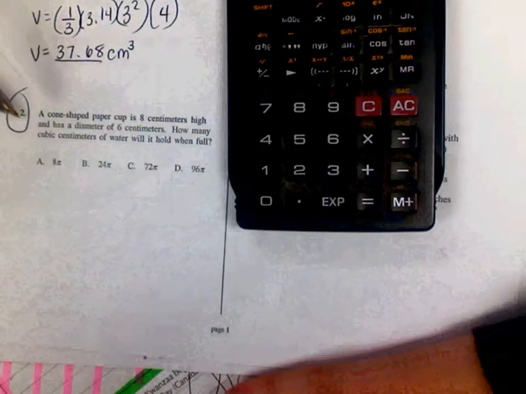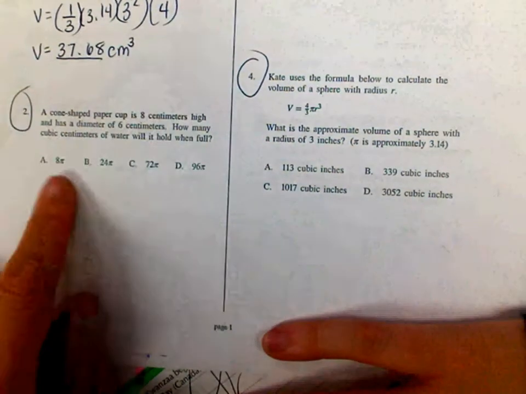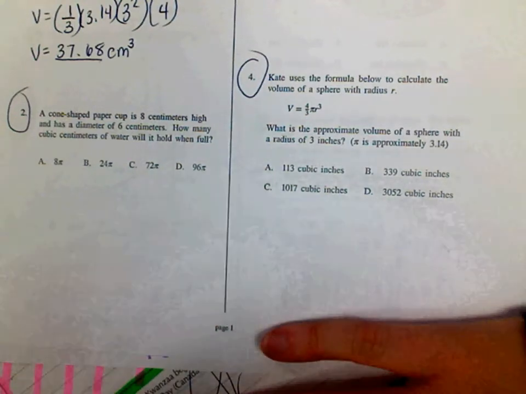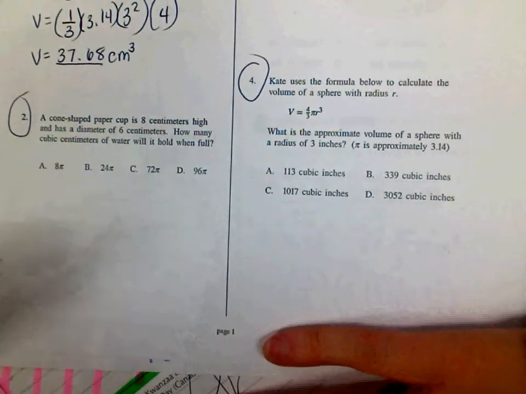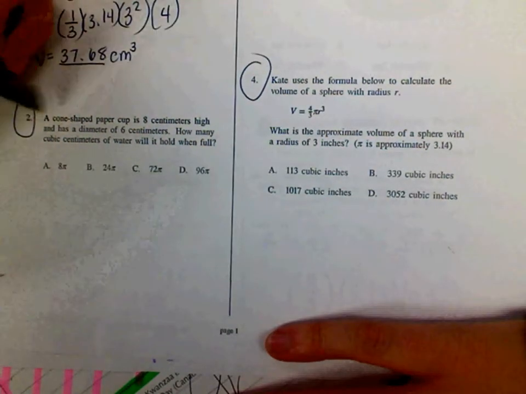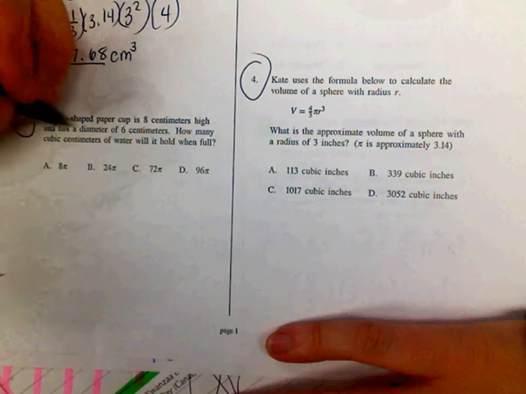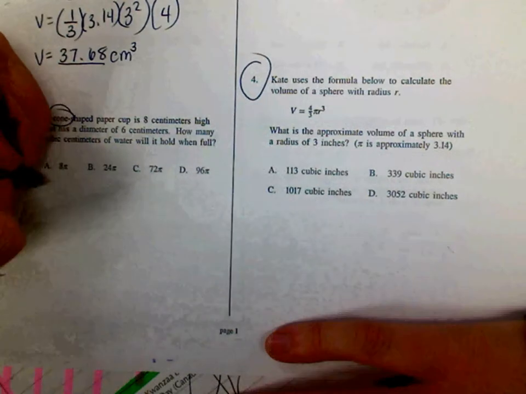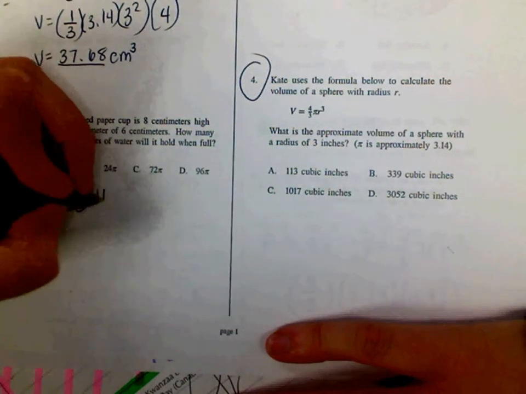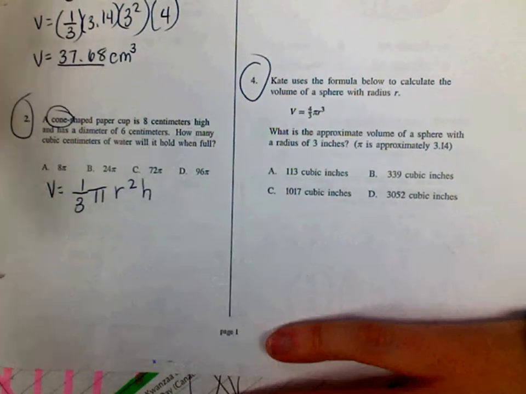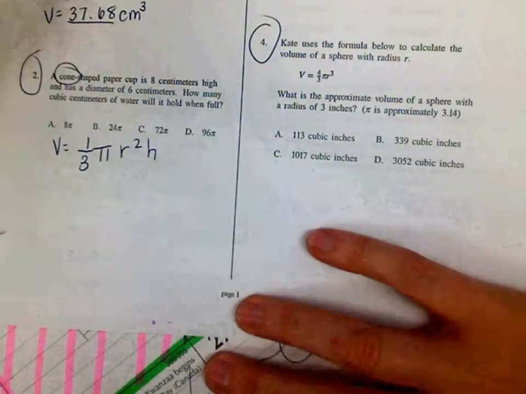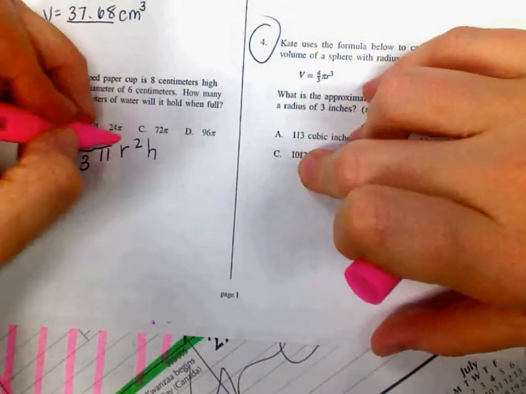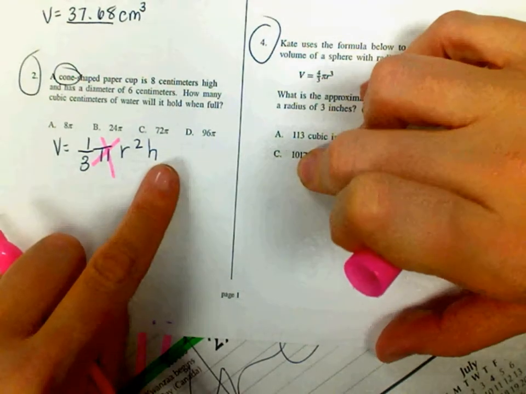Okay, number 2. Number 2 is written in terms of pi. So if you notice, all the answer choices still have pi attached to them. That just means that we need to leave pi out of the calculator and then just add it back at the end. So we're not going to multiply by pi. A cone-shaped paper cup is 8 centimeters high and has a diameter of 6 centimeters. So this is a cone. How many cubic centimeters of water will it hold when full? So we're doing 1/3 pi r squared times height. This is a cone, but like I said, we're not going to multiply by pi. We're just going to do the other 3 numbers, because we're leaving pi out.